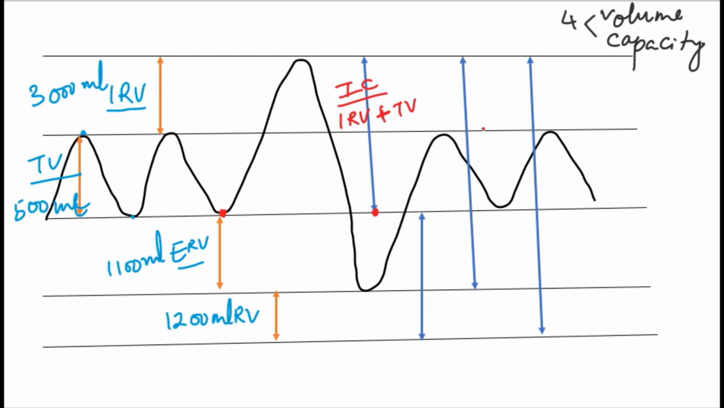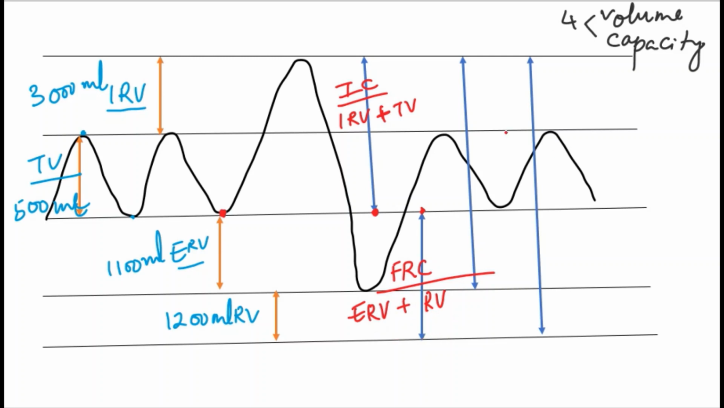The next is functional residual capacity or FRC. Functional residual capacity is the volume of gas that is in the lungs after normal or resting expiration. You have expired, this is normal end expiration, and the volume of air that is in your lungs after normal expiration is functional residual capacity. As you can see, it includes two volumes, ERV plus RV, expiratory reserve volume plus residual volume.